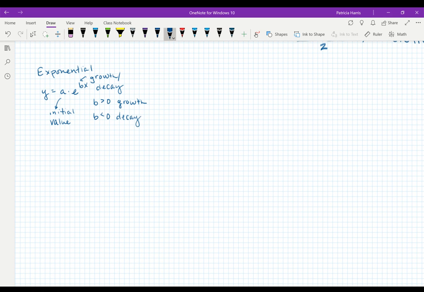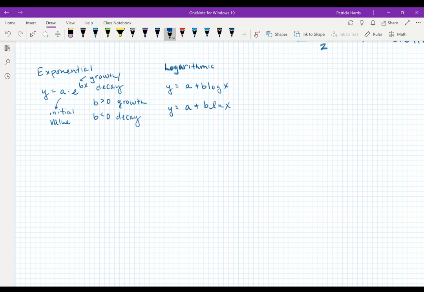All right, the next one is going to be logarithmic. Okay, so we have y is equal to a plus b times the logarithm of x, or y is equal to a plus b natural log of x. Again, a is the initial value, b is a constant. You might find yourself solving a system of equations to do these.